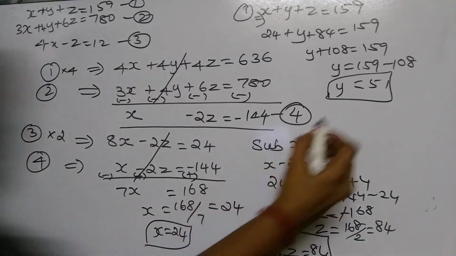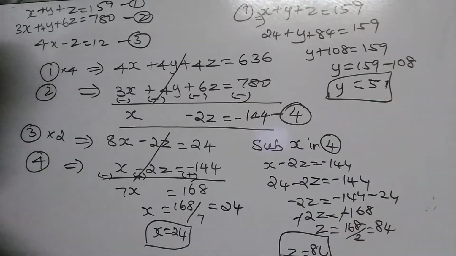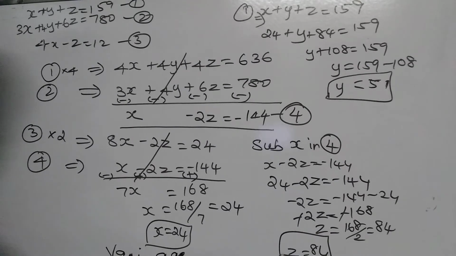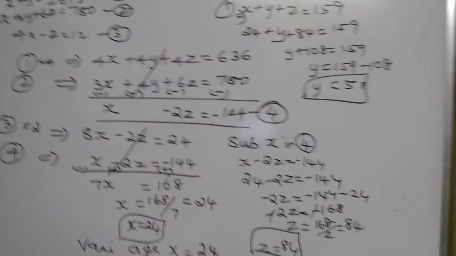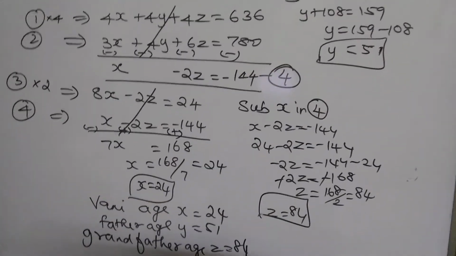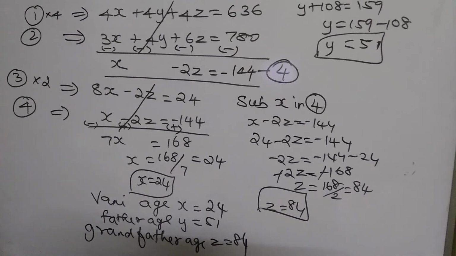So you got your x, you got your y, you have got your z. Right? The x we have taken as Bonnie's age, that is 24. Father's age, that is your y, which is 51. And then grandfather's age, that is your z, which is 84. So you need to find that x, y, z: Bonnie's age, grandfather's age and father's age.